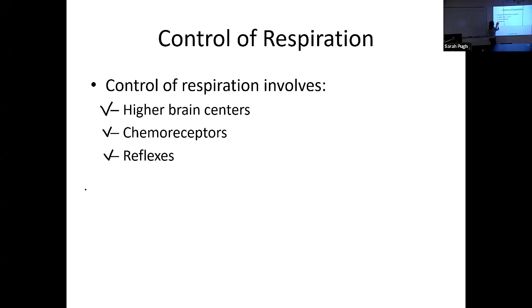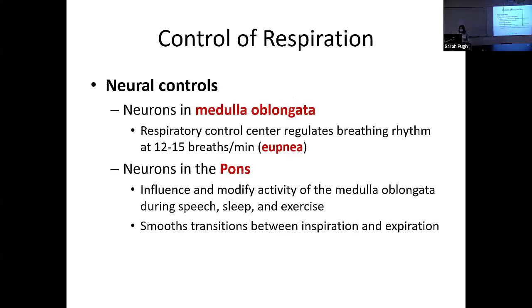And then even reflexes. So neural controls. This is your brain controlling your breathing rate. Your medulla oblongata is basically your respiratory control center. Remember, the medulla oblongata is part of the brain stem. It regulates your breathing rhythm. And normal breathing is called eupnea. This means true breath. So this is just a normal breathing rate, about 12 to 15 breaths per minute.